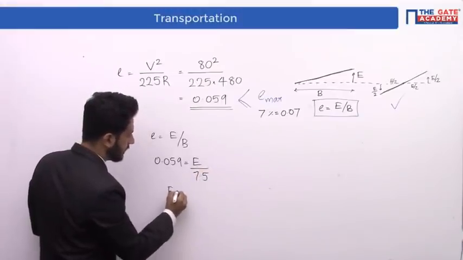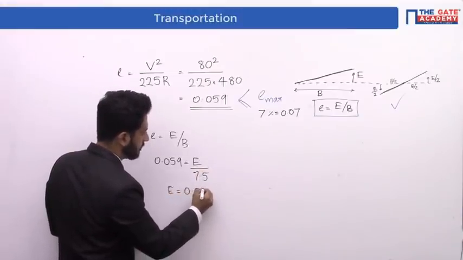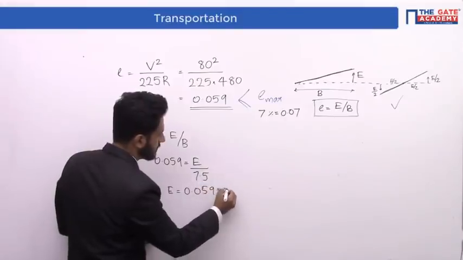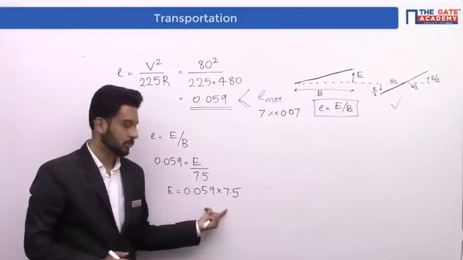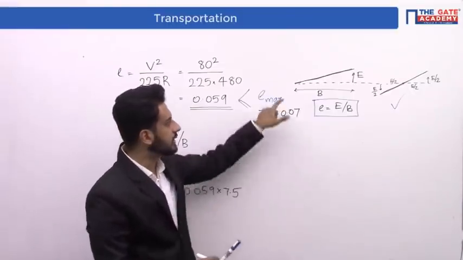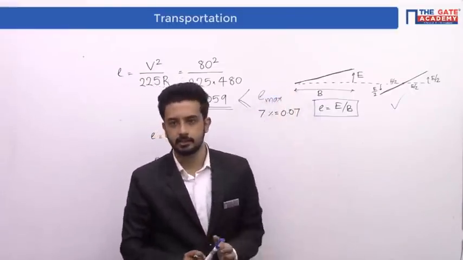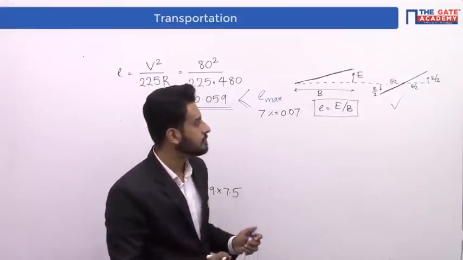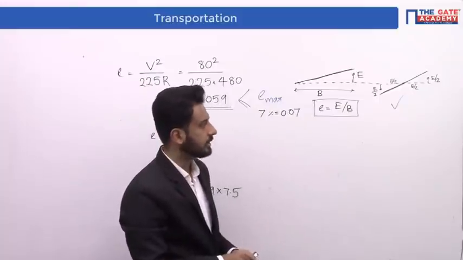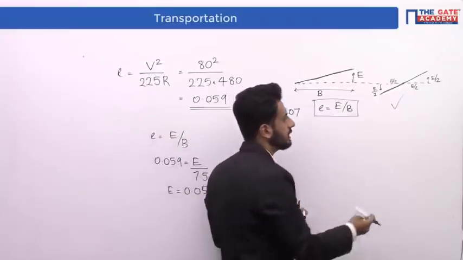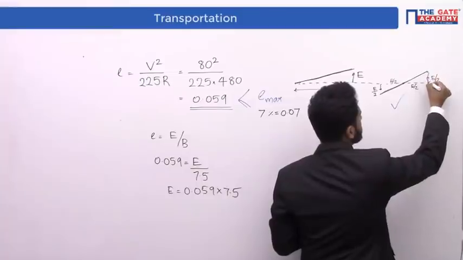So E I can write it as 0.59 into 7.5. Whether this is our answer? No. This will be our answer if it is rotated about an edge. But here it is told that the pavement is rotated about center line. Correct? About the center of the road. So this is what is asked.